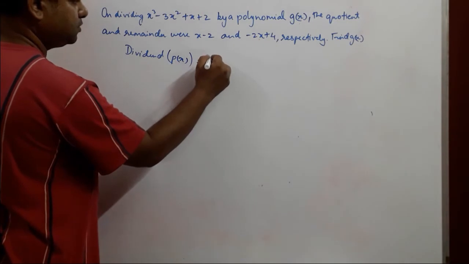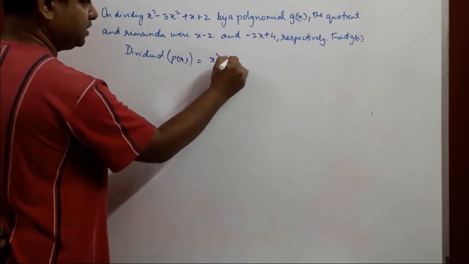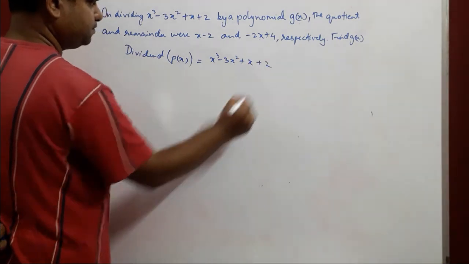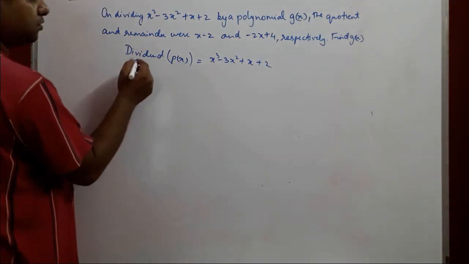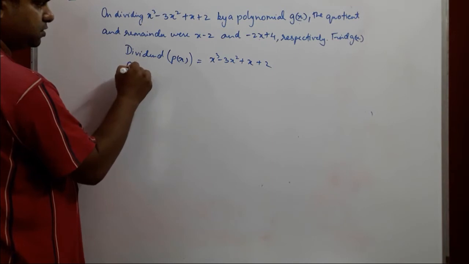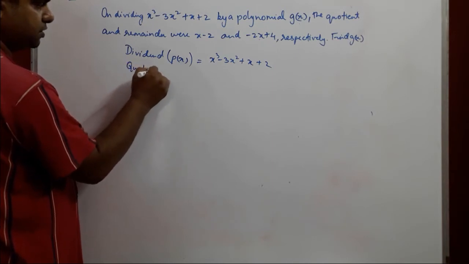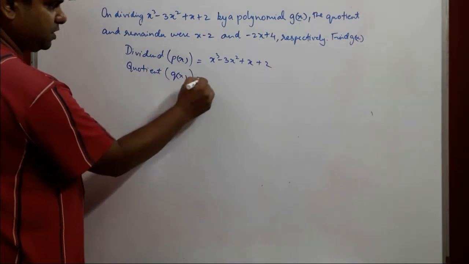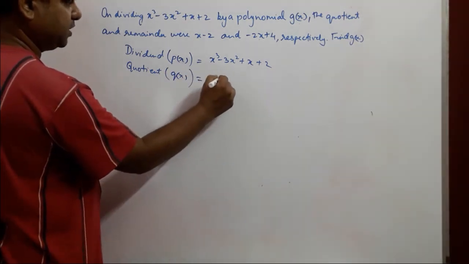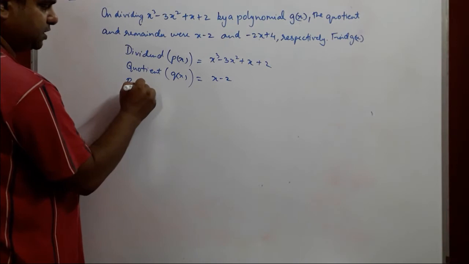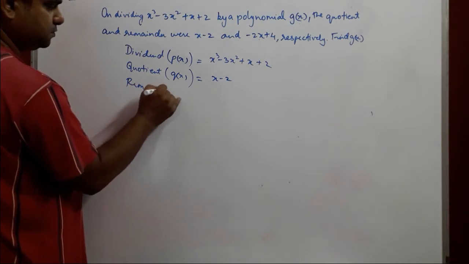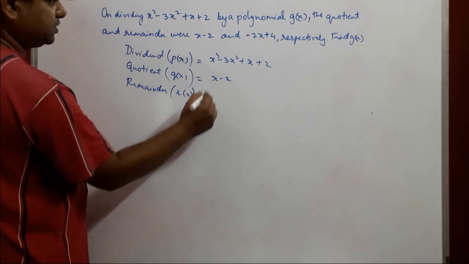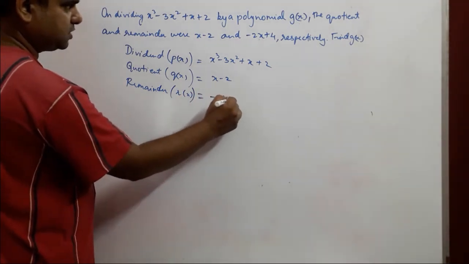which is x cube minus 3x square plus x plus 2. What is our quotient? Our quotient, which is q of x, is given as x minus 2, and our remainder, which is r of x, is given as minus 2x plus 4.